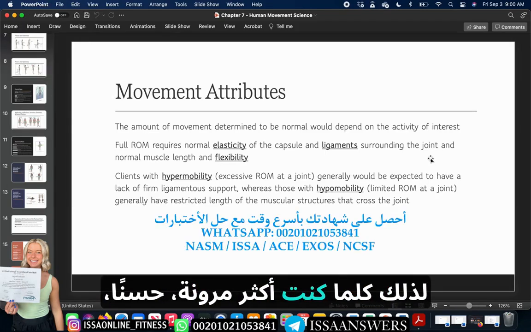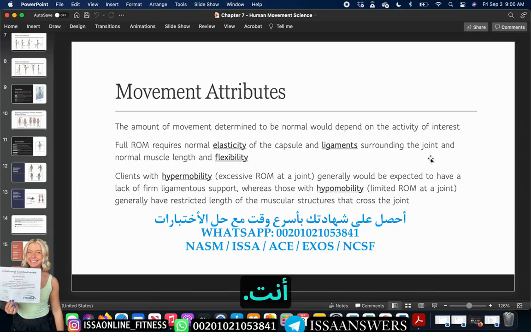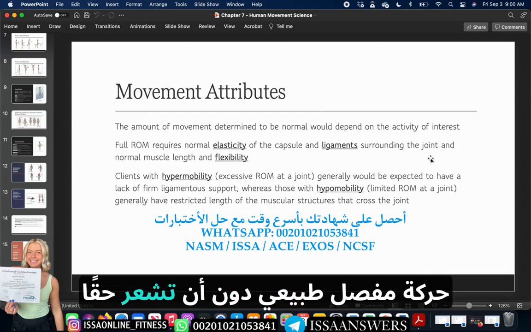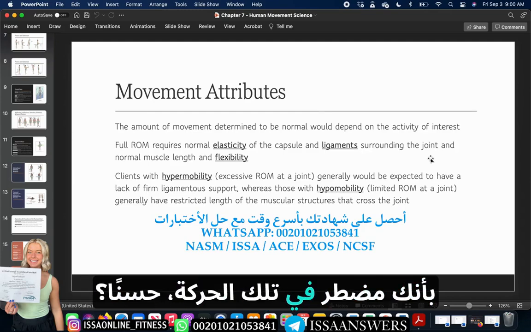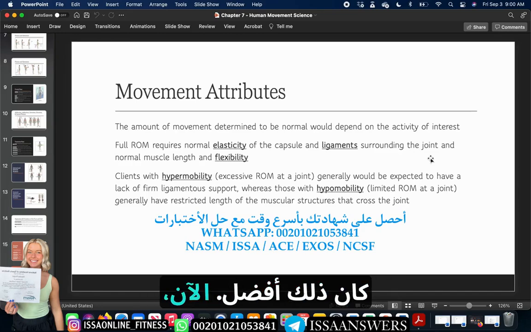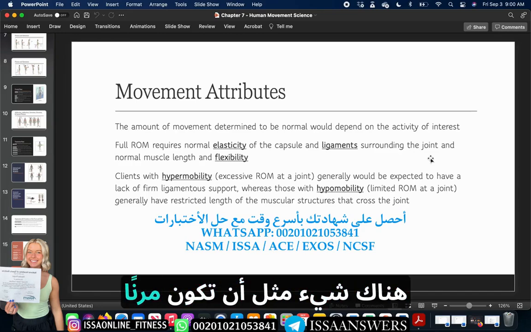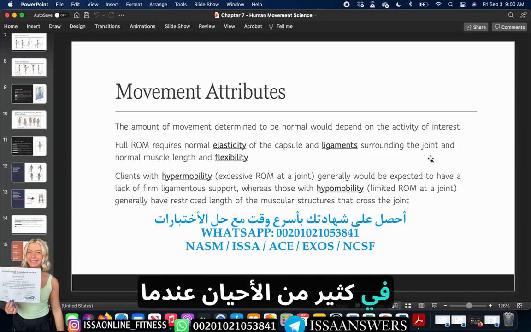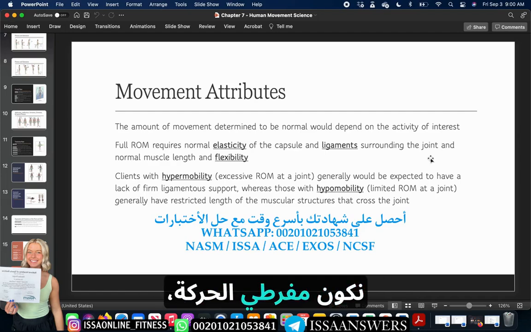So the more flexible you are, okay, that means that you can go through a normal joint range of motion without really feeling like you're compromised in that movement. Okay, so the more flexible you are, the better off you are. Now, there is such a thing as being too flexible or too mobile, which is hypermobility, which is excessive range of motion, because when that happens, a lot of times when we are hypermobile, we lack what we would call stability.